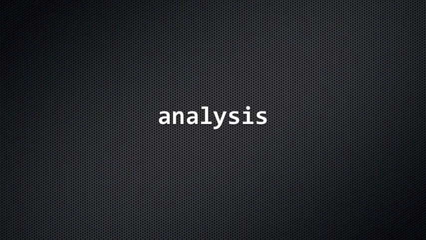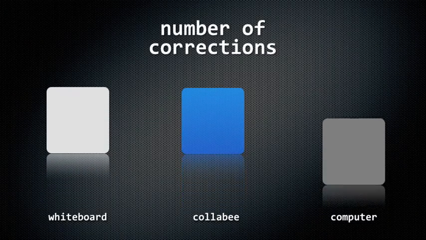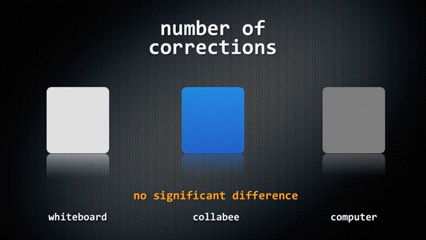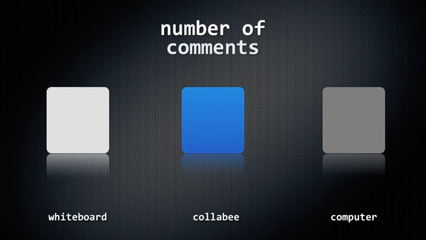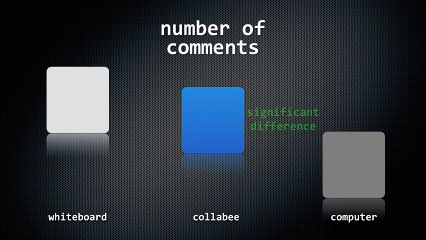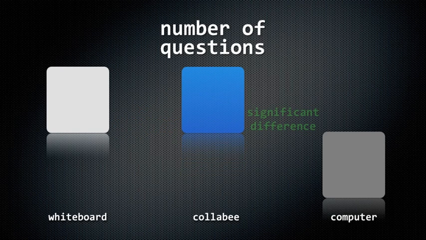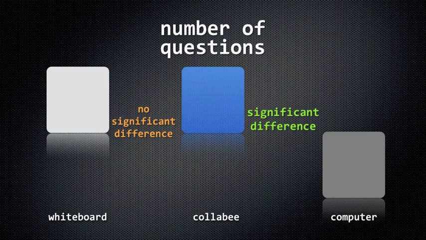Our analysis of the encoded speech acts showed that the number of corrections made per group was not significantly different for any interface type. Moving on to the number of comments seen, we noticed that while there was no significant difference between the whiteboard and our prototype, the whiteboard was significantly better than the computer. Lastly, when measuring the number of questions asked, we see that both the whiteboard and our prototype are significantly better than the computer, and we see no significant difference between our prototype and the whiteboard.